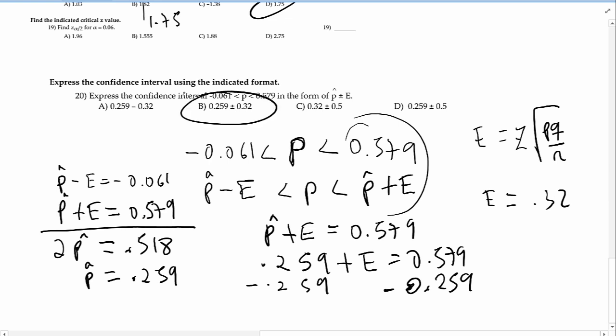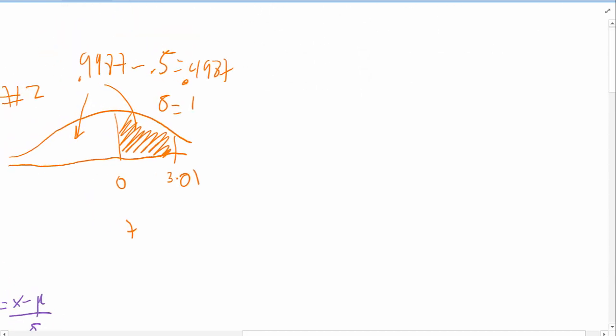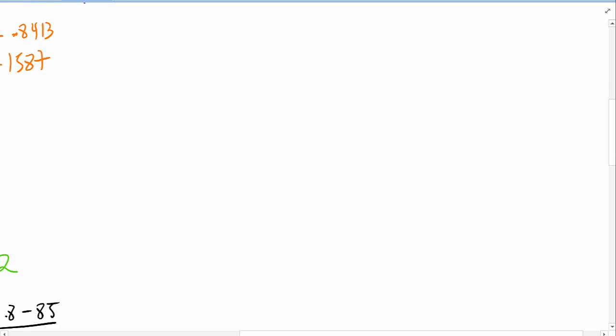Okay. So again, just to comment on this problem, the idea right here is to take an interval that is already simplified and break it down into the pieces that made the interval, which is the proportion of the sample plus or minus the margin of error. All right, let's do our next problem.